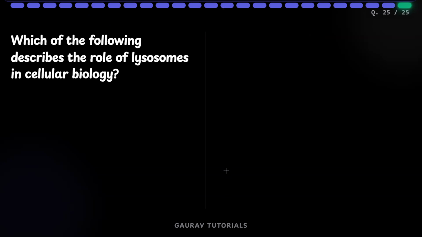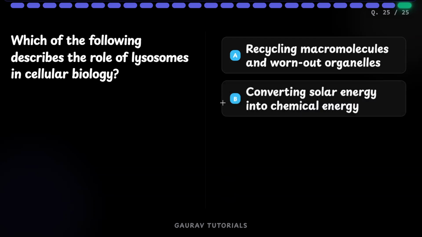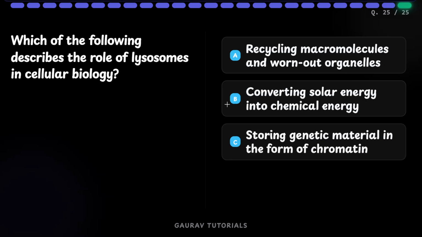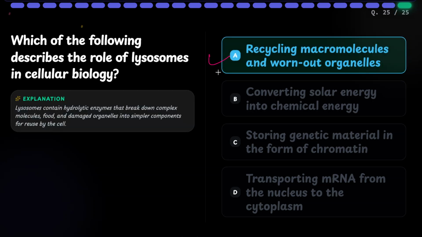Question number 25. Which of the following describes the role of lysosomes in cellular biology? Option A, recycling macromolecules and worn out organelles. Option B, converting solar energy into chemical energy. Option C, storing genetic material in the form of chromatin. And option D, transporting mRNA from the nucleus to the cytoplasm. The correct answer is A, recycling macromolecules and worn out organelles.